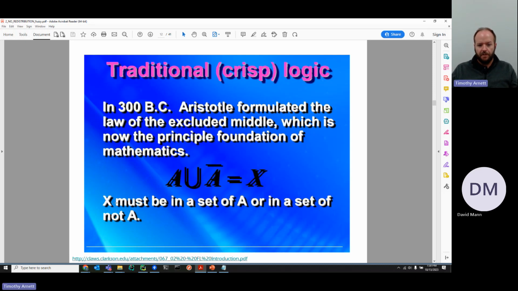And that is the concept that X must be in a set A or in a set not A. And that goes back to what we were talking about with those, if you remember the visualization between different sets, classical sets: you can only have full membership or no membership. There is no between. So it's impossible to be in both set A and set not A by definition.